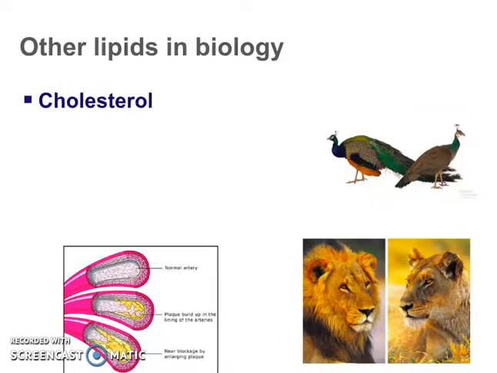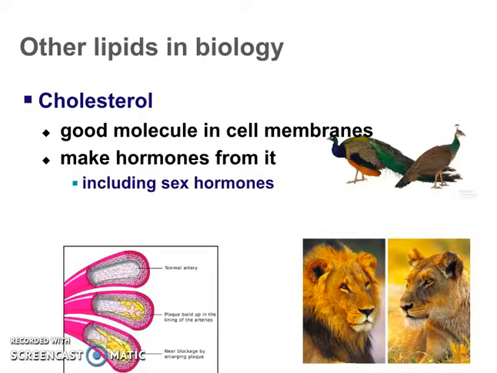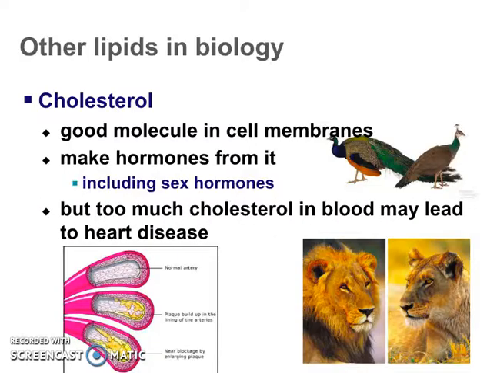Other lipids you'll see are cholesterol. So cholesterol is really good in cell membranes. It's important to help regulate the fluidity, and we'll talk more about that later. You make hormones from it, including testosterone and estrogen. But too much can be an issue as well because it can clog arteries and lead to heart disease.